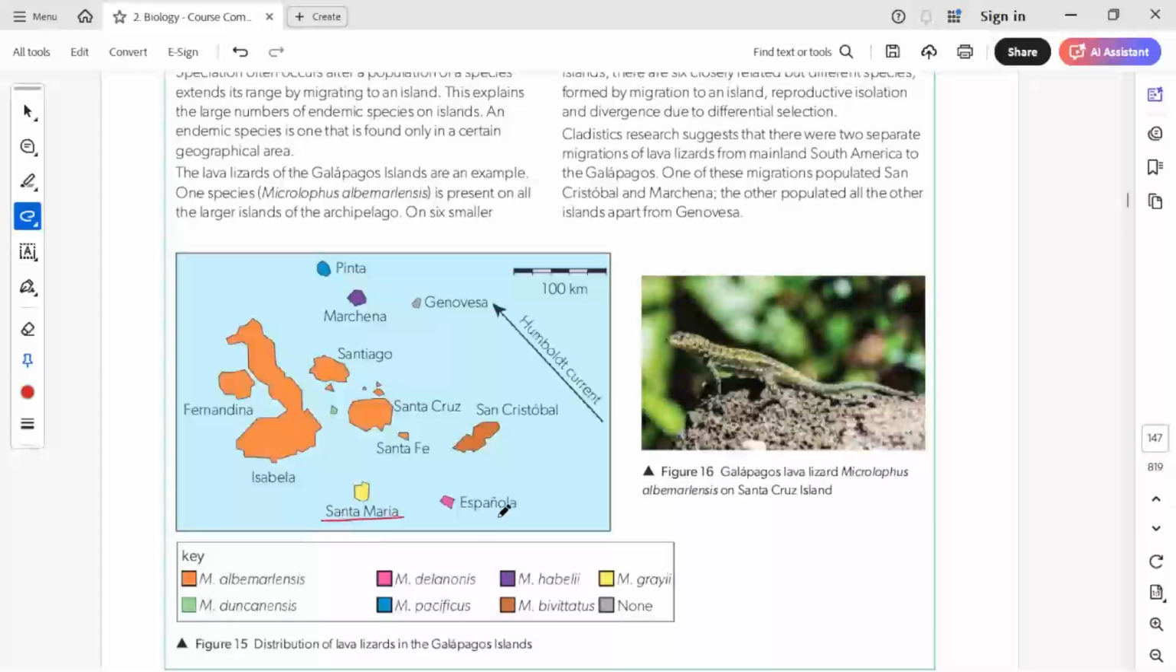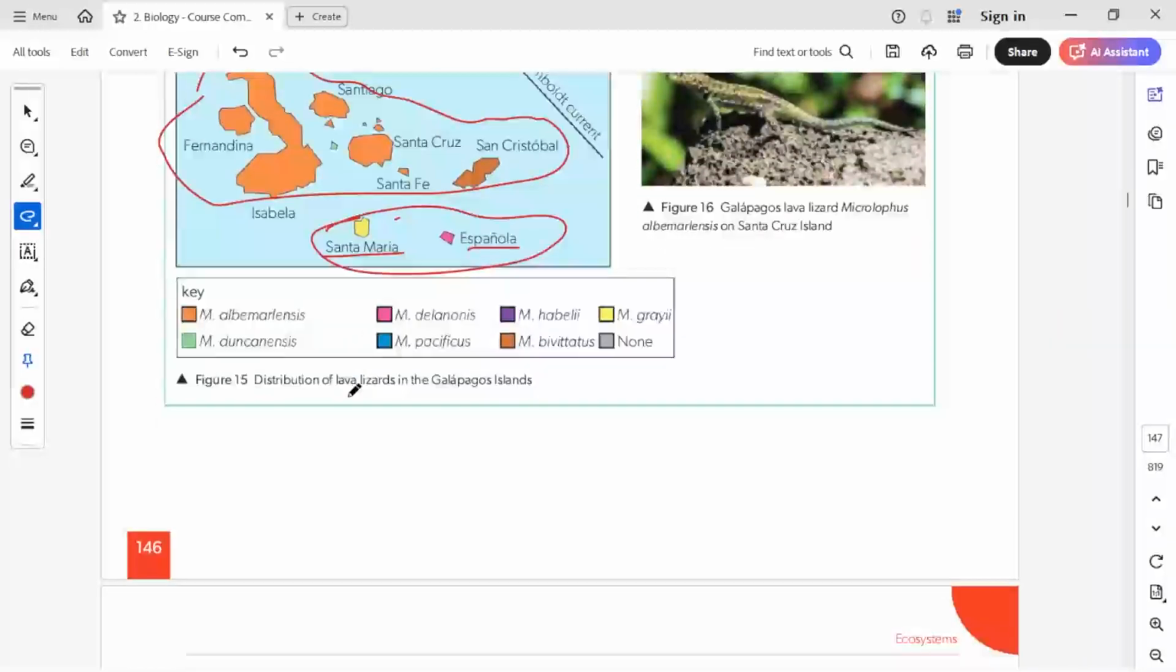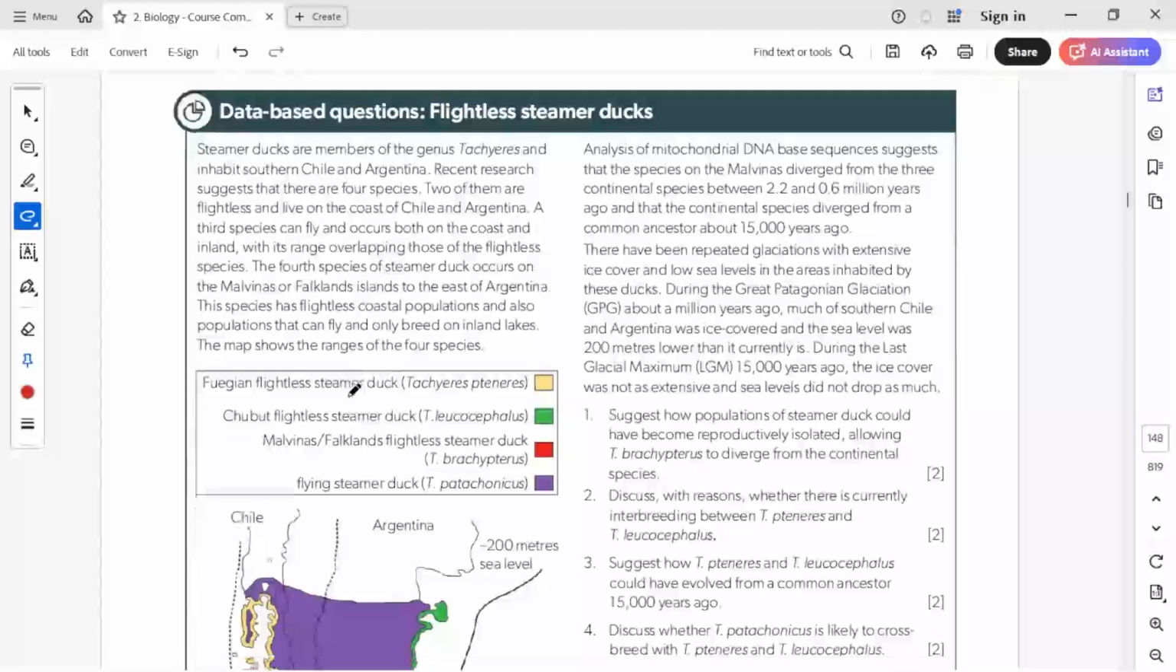Here also, Santa Maria and this Espanola, here different species have migrated because they are far away from these other islands. So the ones which are farther away from this particular part developed into a new species, and in this particular group where the islands are close to each other and migration is possible, similar species has developed. Okay, so let's take this DBQ now.